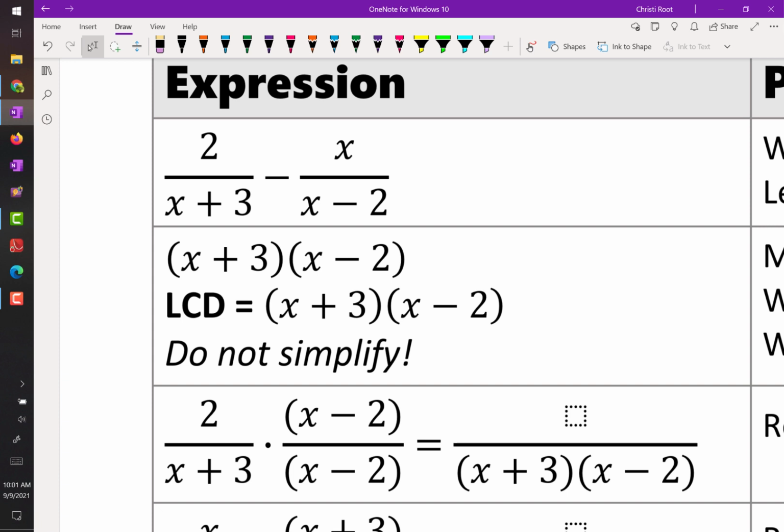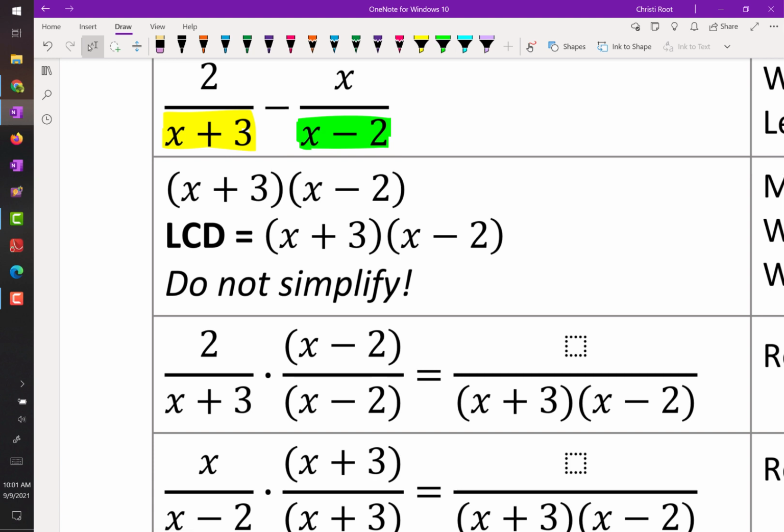Okay, so what I'm going to do is look at each denominator. This is x plus 3. That is a binomial, okay? When you're working with your rational expressions, you need to make sure that you are treating monomials and binomials and trinomials differently, okay? So I have a binomial that is x plus 3. I have a binomial that is x minus 2.